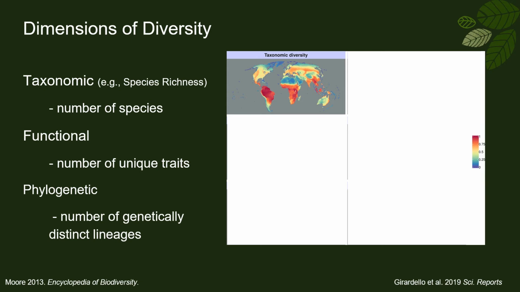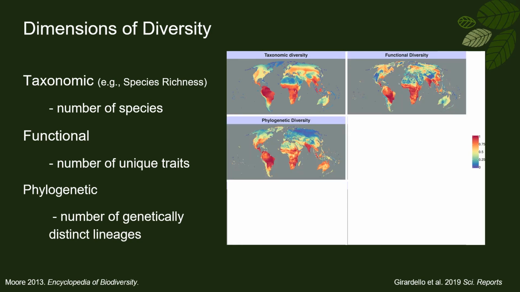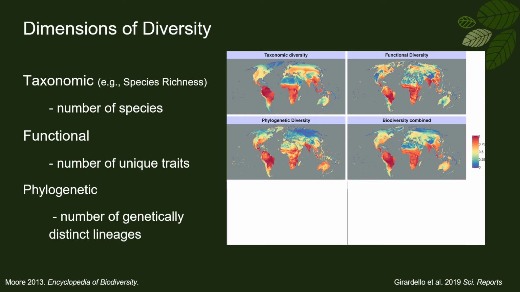This figure illustrates the area that would be most suitable for conservation of biodiversity and ecosystem services. There are separate maps showing priorities for taxonomic diversity, functional diversity, phylogenetic diversity, as well as a map showing priorities for all three diversity components combined.